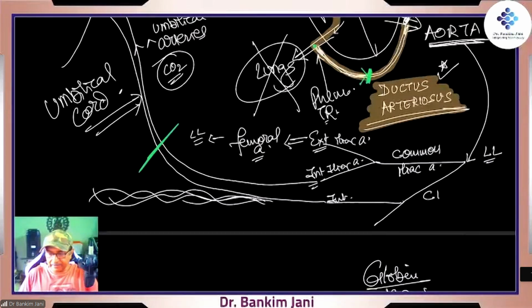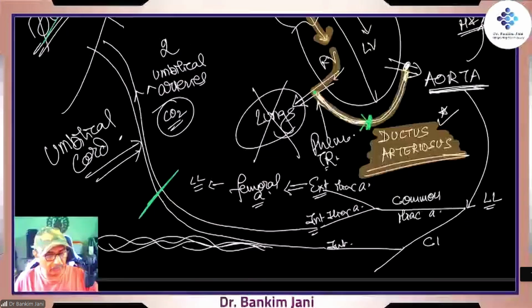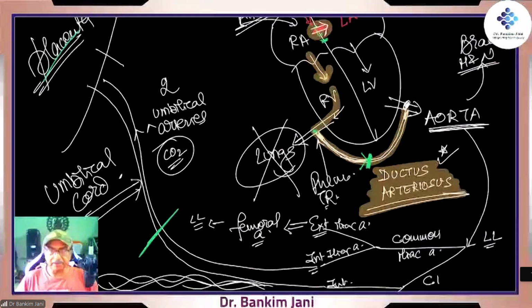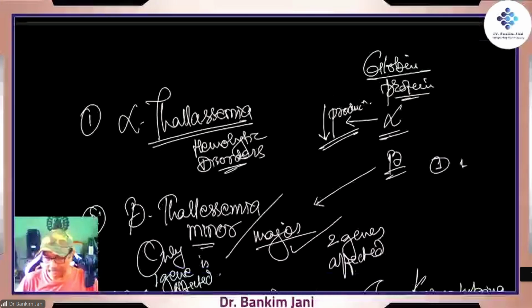So that's it. And then the internal iliacs will continue all the way into the umbilical artery via the umbilical cord and then send carbon dioxide back into the placenta. So that is how things keep on moving.